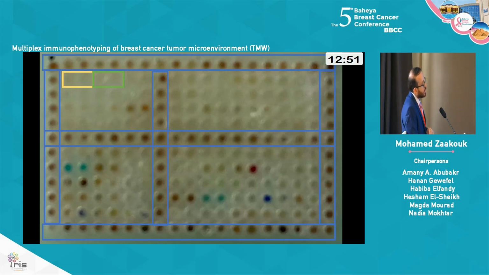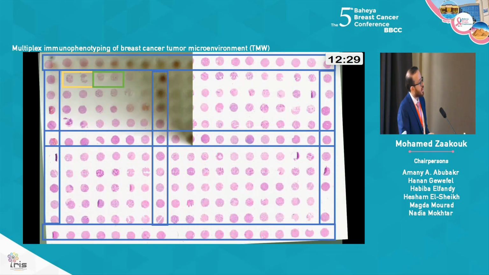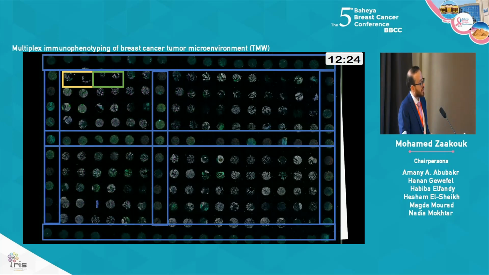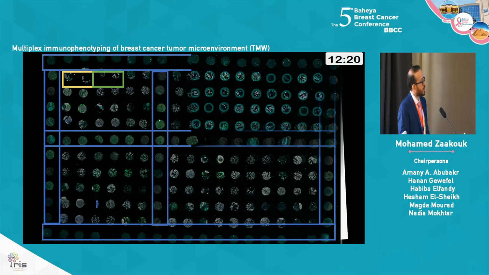These blue lines are called firewalls because of the artifacts that might happen during staining, even in the routine use, so you are trying to count or evaluate away from the outer surface of the section. And this is the corresponding H&E slide. And then this is after being immunostained using multiplex immunofluorescence.